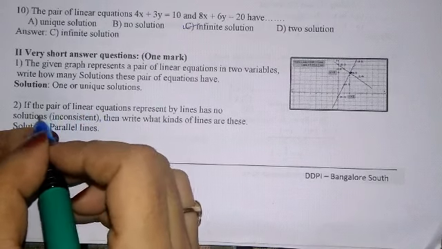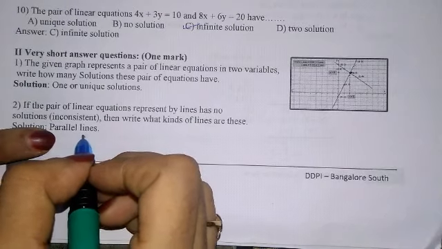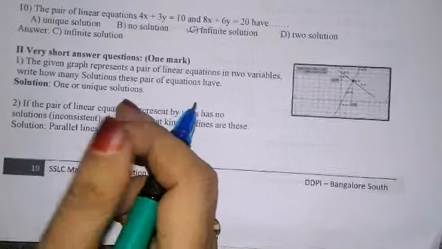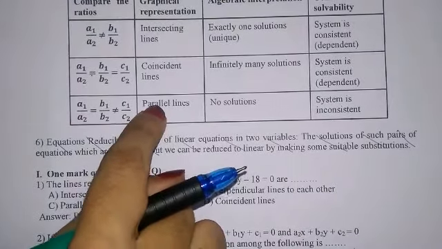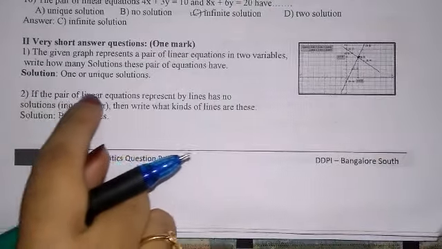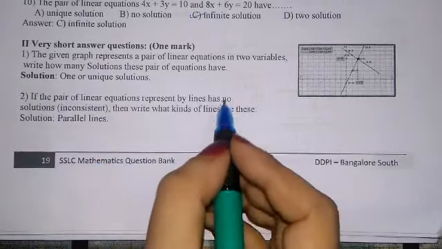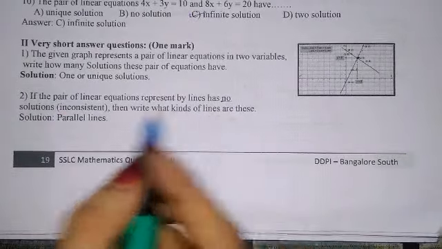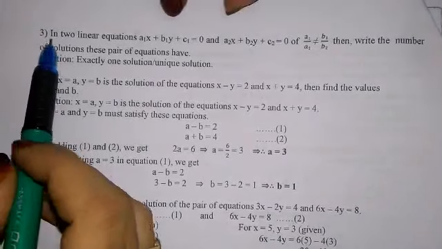Now the pair of linear equations represented by the lines has no solution. So for the equations which have no solution, what kind of lines are these? The lines are parallel, because we know from the chart that if there is no solution, the lines are parallel lines. We should remember this. Okay. Now let us see question number 3.